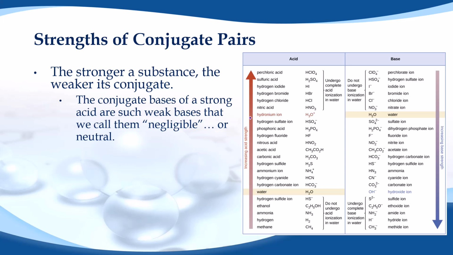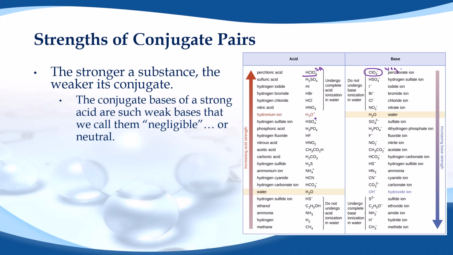So for example, perchloric acid is one of the strongest acids in existence. Its conjugate base is the perchlorate ion, right? So this is a strong acid, a very strong acid. This is a very, very weak base. It's so weak, in fact, that we just say that it is negligible. The reason why is because since perchloric acid completely dissociates, there is little to no chance that perchlorate is going to undergo the reverse reaction and pick that proton back up. Right? So strong acid, negligible conjugate base.